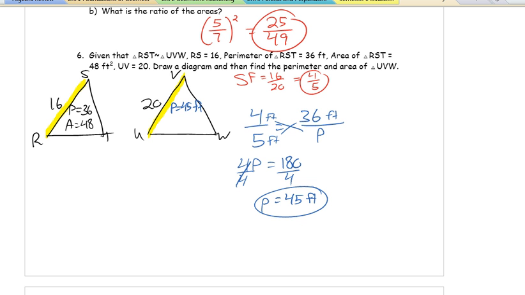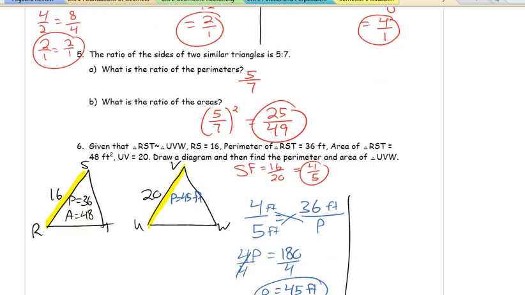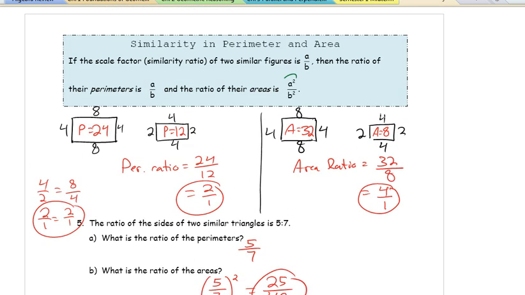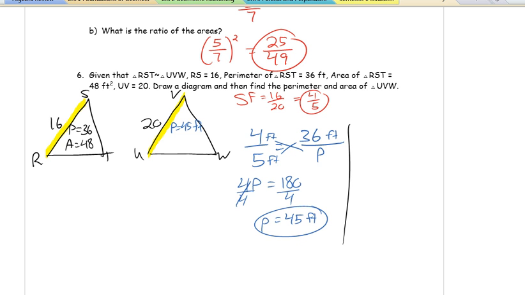Okay, so it takes on that same ratio. Now to figure out your area, a little bit different. We said before you take your scale factor and square the top and bottom. So what we're going to do, instead of it being 4 over 5, we're going to take that and square it. 4 squared over 5 squared equals 16 over 25. That's the scale factor we're going to use.